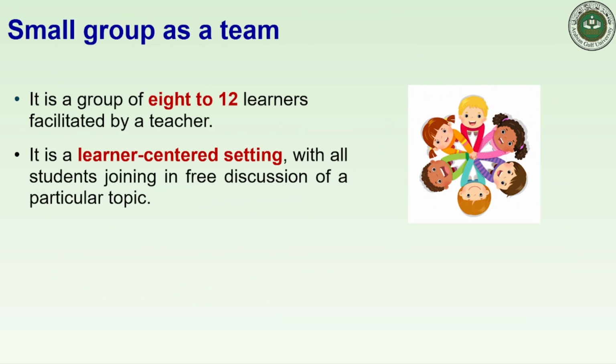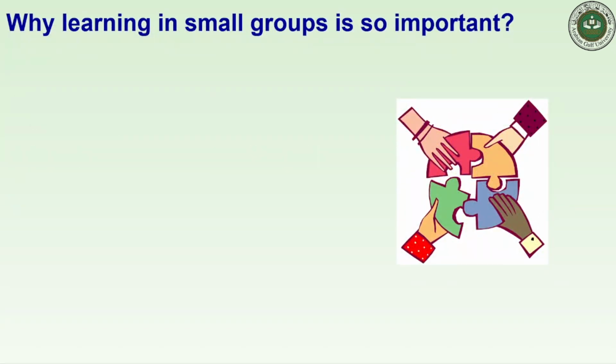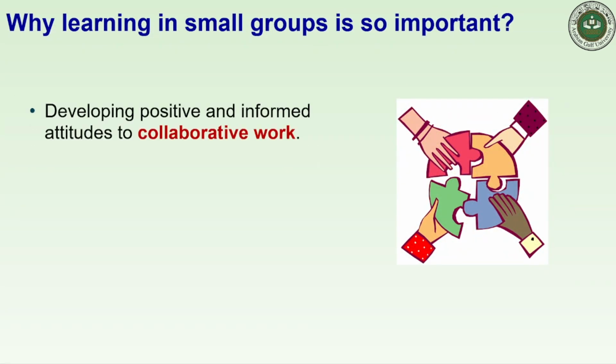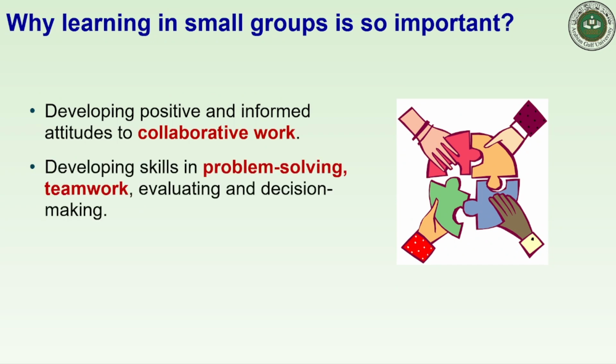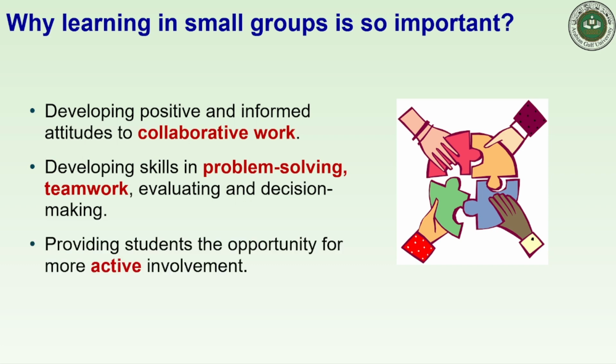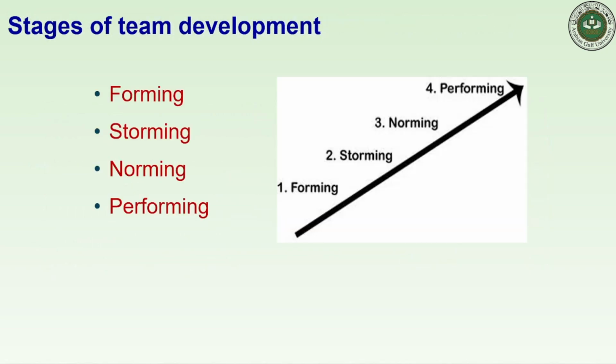The ideal number is 8 to 12, and it is a learner-centered setting. In a team, we usually depend on the group members and take active participation in achieving the goal. And why is it so important? Because it helps you know how to work collaboratively, and it also improves problem solving, decision making, and makes you involve actively.